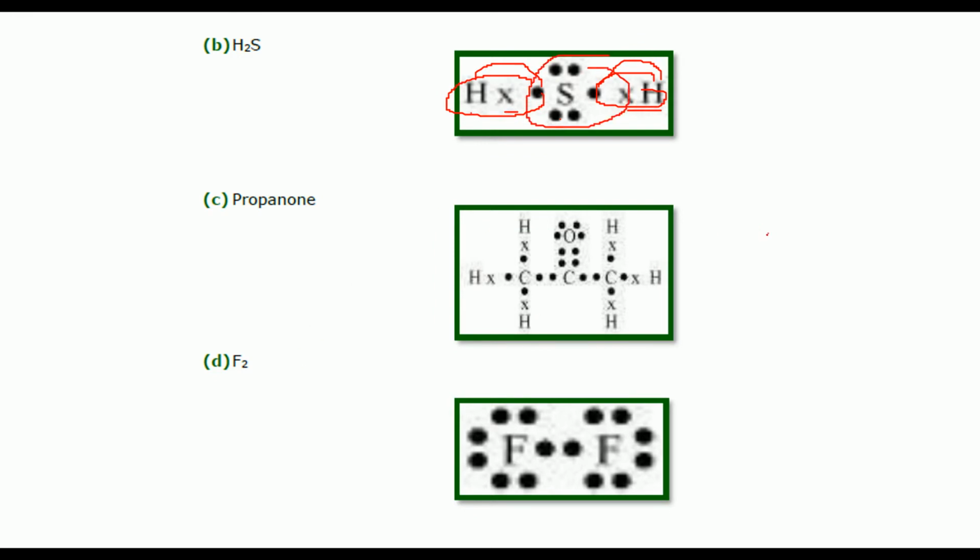Propanone. Propanone is C3H6O. So these 3 C combine. Now the 2 end carbons will make covalent bonds with 3 hydrogen each, because 1 bond has been used. Here also 3 hydrogen, and then this middle carbon will make a covalent bond with oxygen, all making their octet and duplet. F2, fluorine. Fluorine has 7, it wants 1 more. This fluorine has 7, it wants 1 more. So this is how F2 is formed.